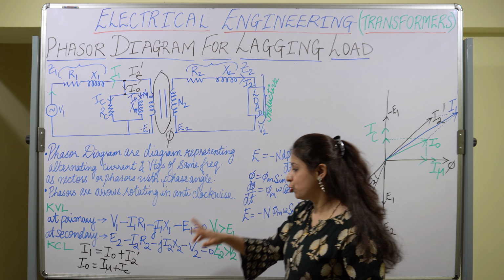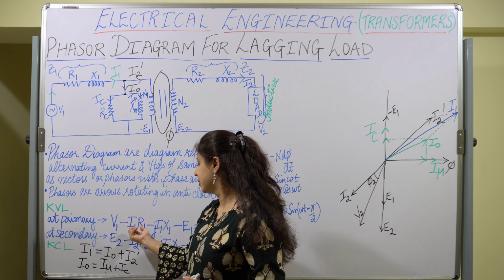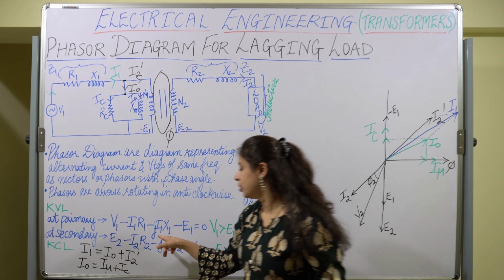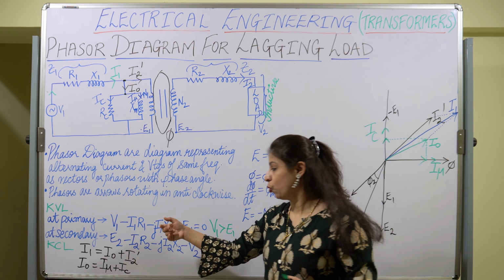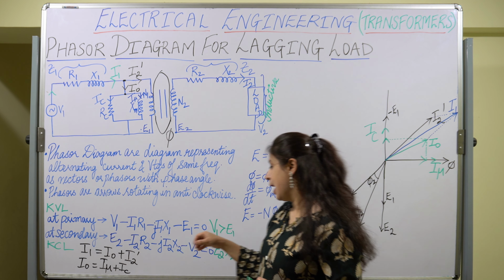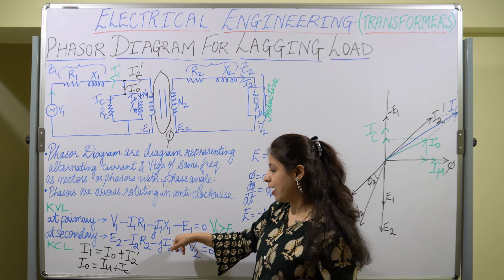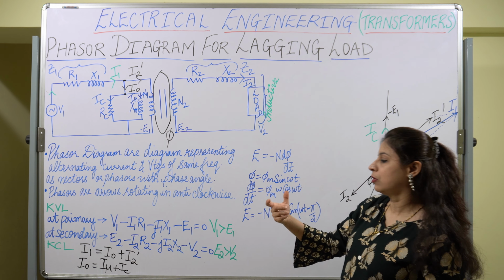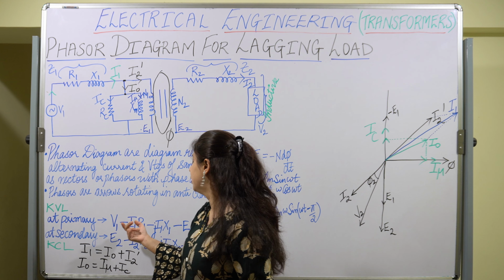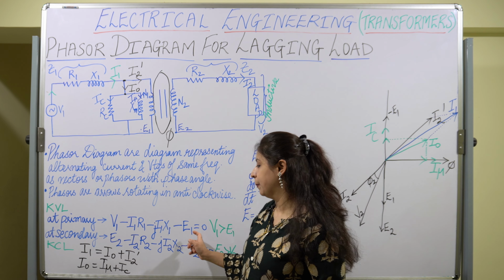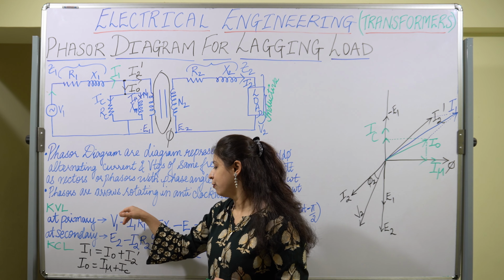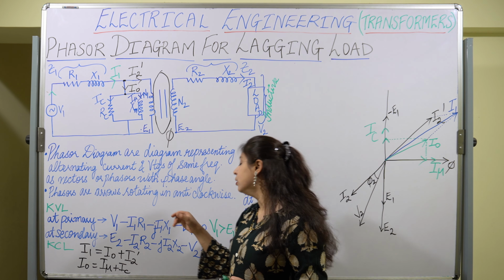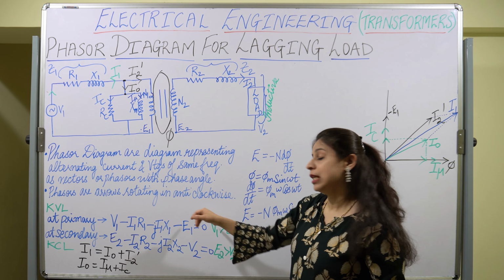Now we have to draw our voltage across the resistance R1 and the voltage across the reactance X1, and minus E1 already we have drawn. The voltage source V1 will be the vector sum of all these three. V1 will be the vector sum of I1 R1, I1 X1 and E1. So minus E1 we are already having over here.